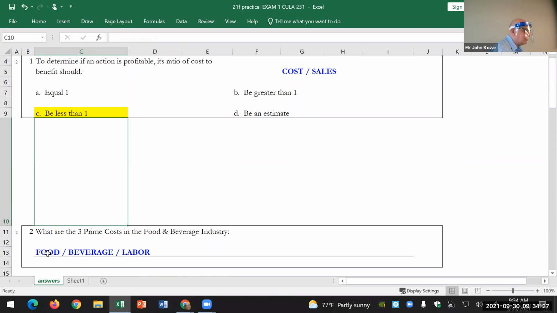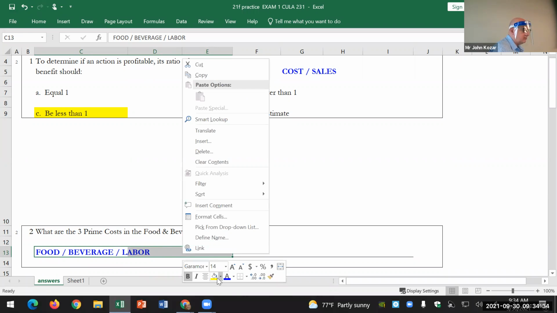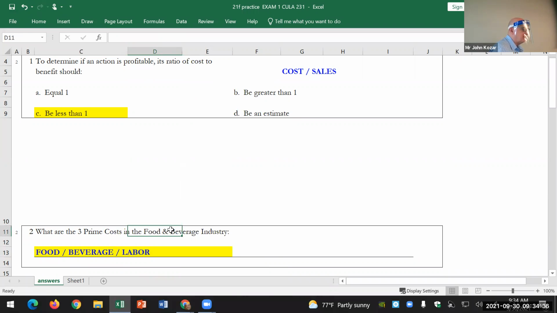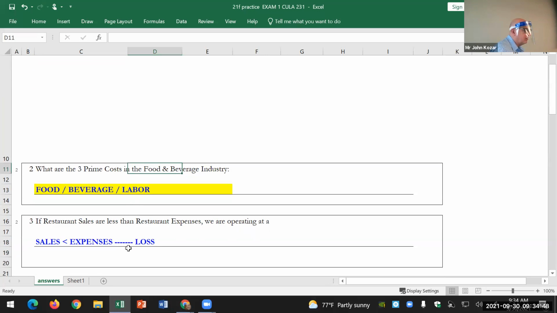Okay, 3 prime costs in the food and beverage industry are food, beverage, and labor costs. Anybody have an issue with that one? It's the name of the class. It's our prime cost, what we're focusing on. Okay. In our restaurant, if our sales are less than the expenses, we are operating at a loss. If our expenses are more than we're collecting in sales.